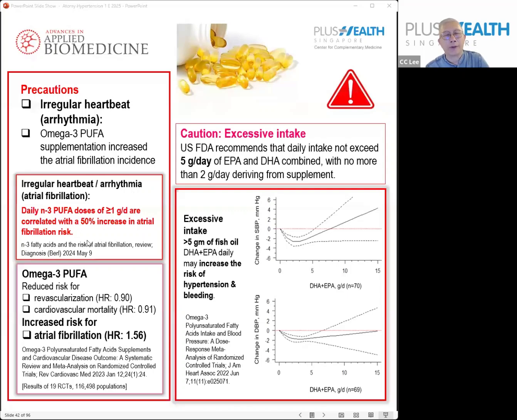In fact, you can see from this study, right? Greater than 1 gram per day correlates with a 50% increase in atrial fibrillation risk itself. So it's important, please note. These are some of the latest findings on fish oil. Therefore, when you want to take fish oil, 2 things. One, do not overdose. More than 5 grams is the limit, right? Second, check whether you are having irregular heartbeat.